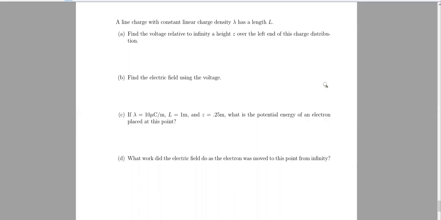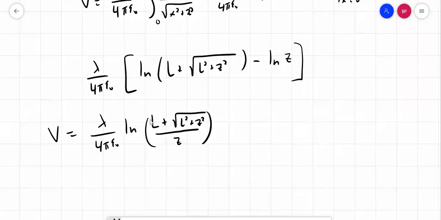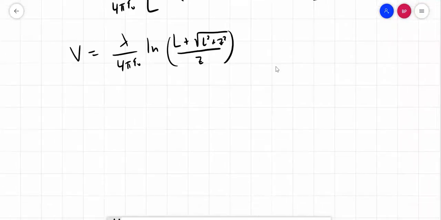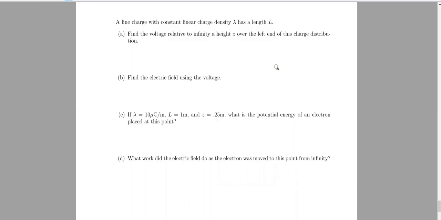All right, so our next part says to find the electric field. Well, it turns out that's kind of a bigger pain than I expected it to be. But in general, you can find the electric field by taking the negative of the gradient of the voltage. This is kind of a hard function to differentiate though. So if I give you one like this on the test, I'll give you a much easier function that you can differentiate and find the electric field from. So let's move on to the next part.